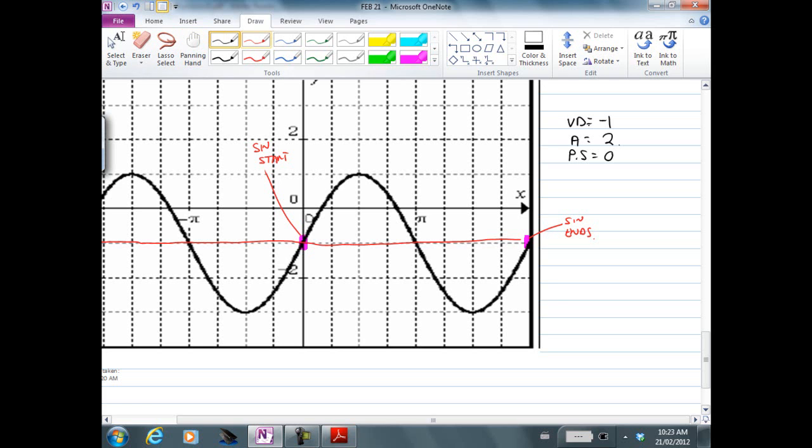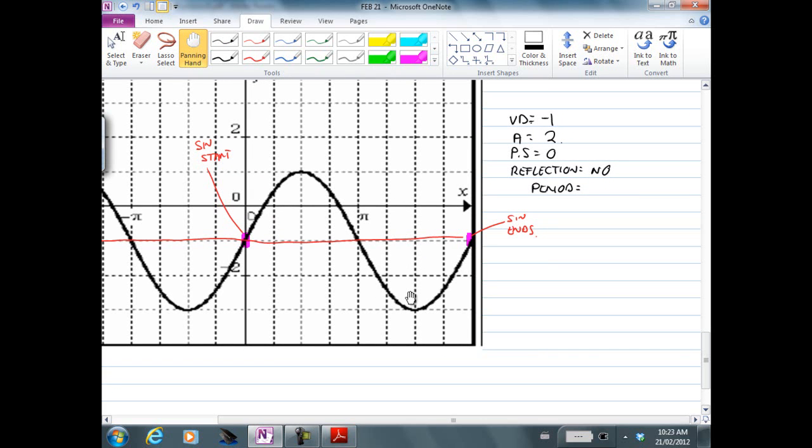Now, I want you to tell me, is there a reflection? Nope. So write in no. Reflection is no. And now, I want you to find the period. This is a bit more tricky. Period is given, it is 2 pi. But there's a way to get the period if it's not so easy to. You take your end point minus your starting point.